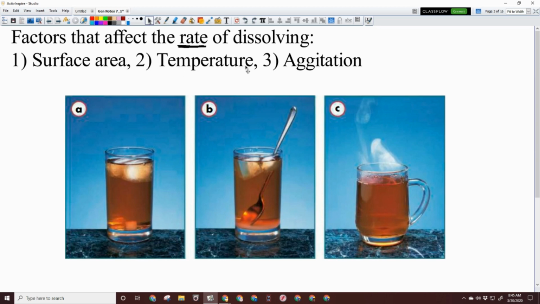So temperature: the higher the temperature, for most substances. We're going to look at a graph in a minute and compare that. But for most substances, the higher the temperature of the solvent, the quicker the rate of dissolution. And the third factor that affects it is agitation. This is why you have the spoon here, because agitation stirs up the sugar so that the sugar particles can come in contact with new liquid that doesn't have as much stuff dissolved in it.